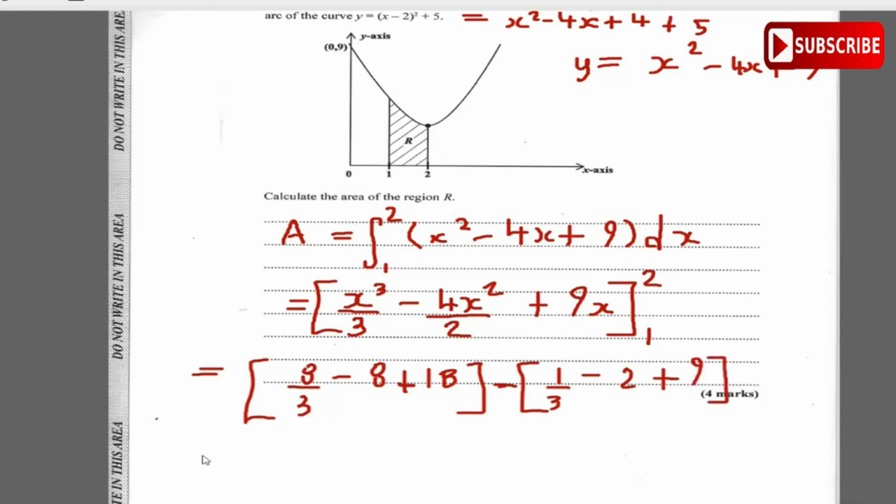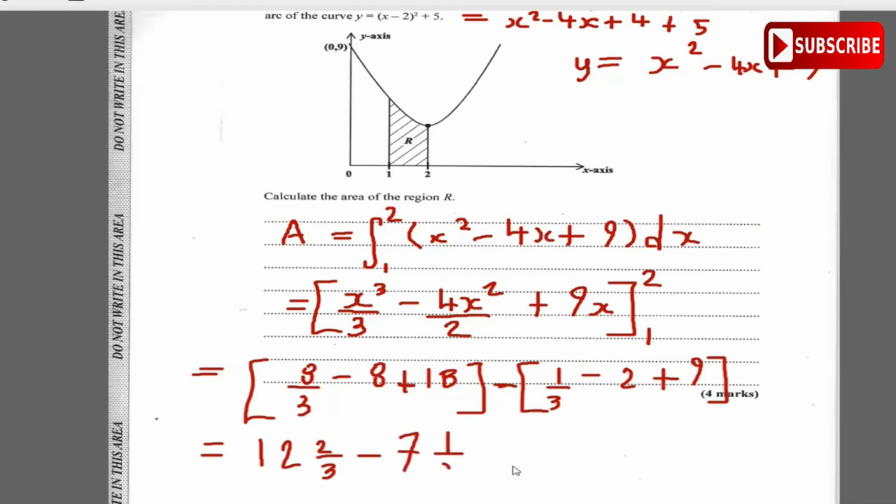So what does that work out to be? That works out to be 8 over 3 minus 8 plus 18. That's 12 and 2 over 3. Minus, we work out this side now, which is 1 over 3 minus 2 plus 9. That's 7 and 1/3. So we get minus 7 and 1 over 3.